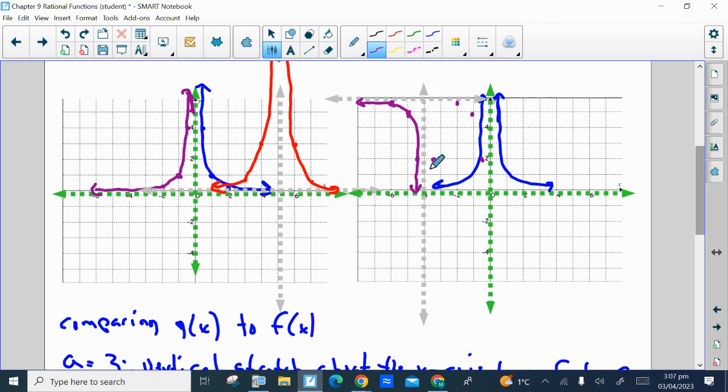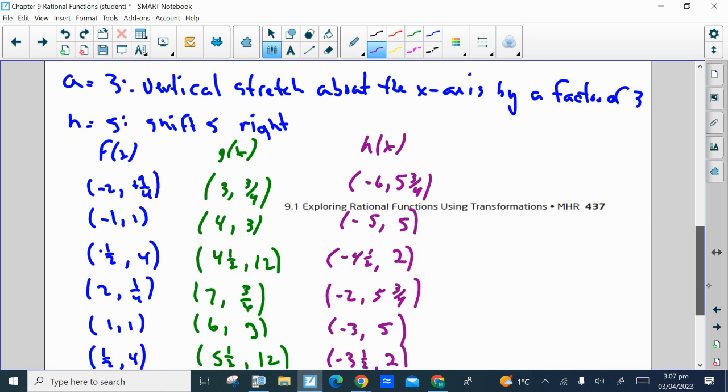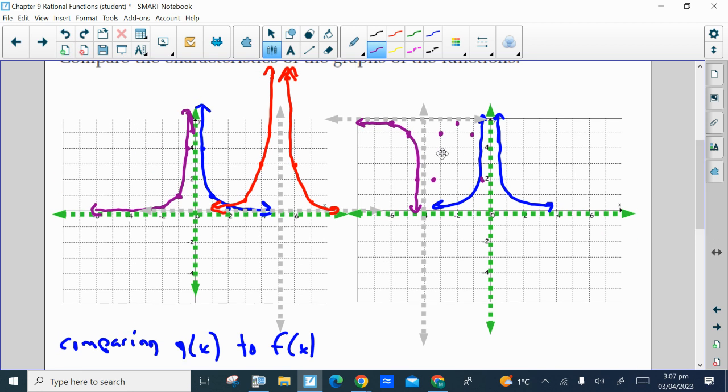-3, 5, which is right there, and -2, 5 3/4. So that's what that graph looks like. I think I was counting from the wrong spot. And again, the reason it goes downwards is because the graph is reflected over the x-axis. And that's why it goes downwards.